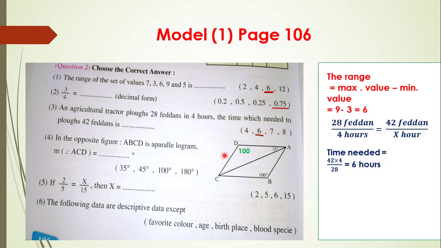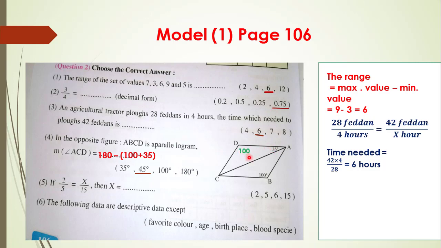Now look at this triangle. We have 135. So we can calculate the third angle, because in a triangle we studied before that the summation of the measures of interior angles in a triangle is 180. So now I calculate 180 minus 100 plus 35. The result will be 45 degrees.